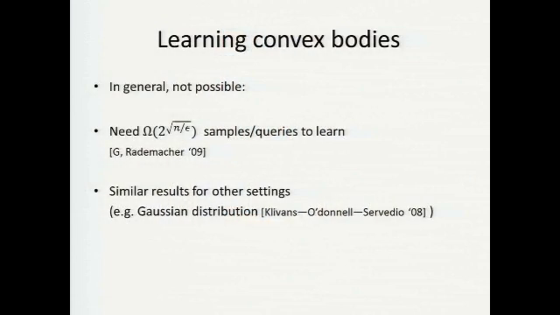So the bad news is that in general this is not possible. We need 2 to the square root of n over epsilon samples to learn. So this is from 2009. And one can prove similar results for other settings, like the Gaussian distribution.